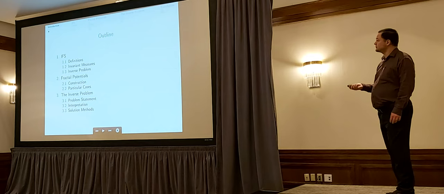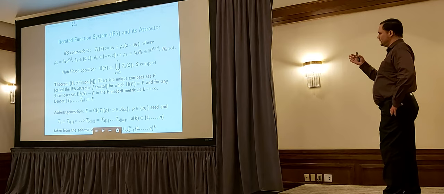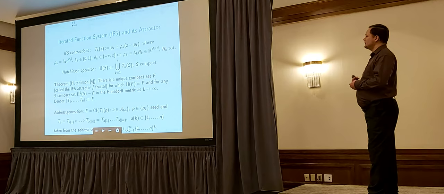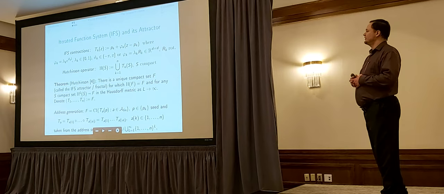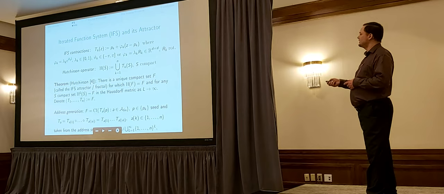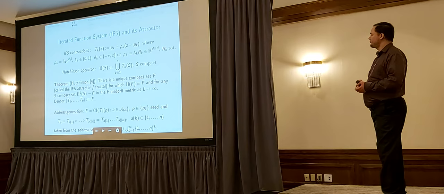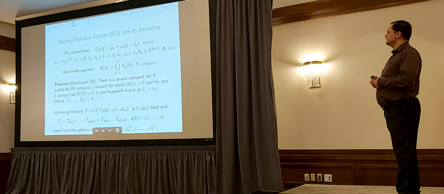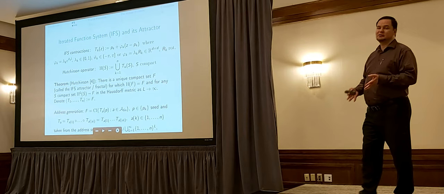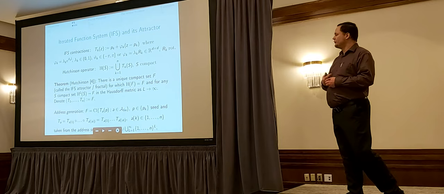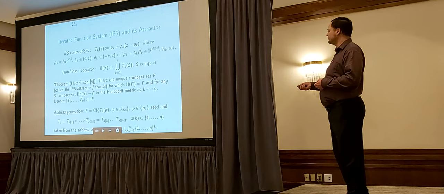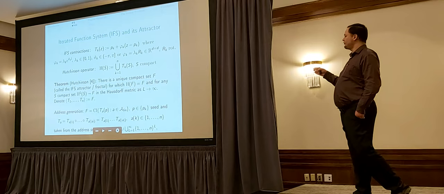An iterated function system, in this context, is a family of planar or higher dimensional similitudes in a Euclidean space. In that case, you would have lambda k times a rotation matrix. It's the standard way to define the Hutchinson operator. According to Hutchinson's theorem, this operator has a unique fixed point, which we call the IFS attractor or IFS fractal. We can arrive at this attractor through this address generation implementation, which is the closure of all the address maps of some seed, some point, which can be arbitrarily chosen.